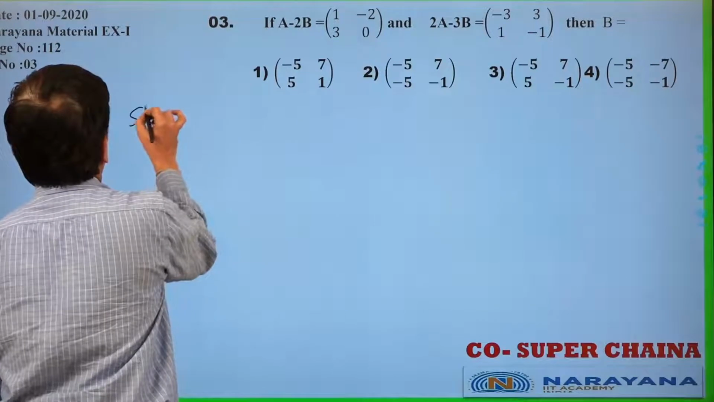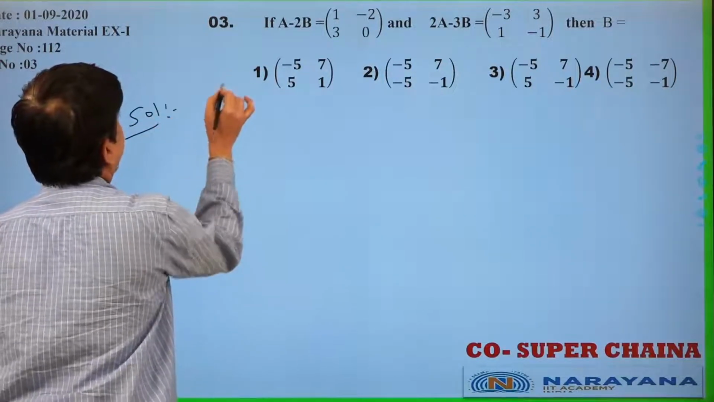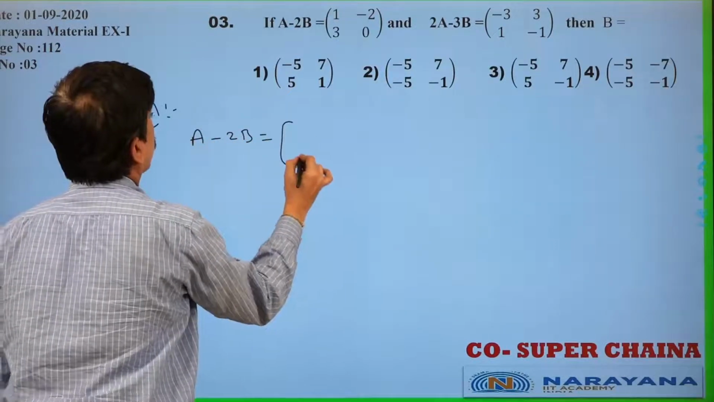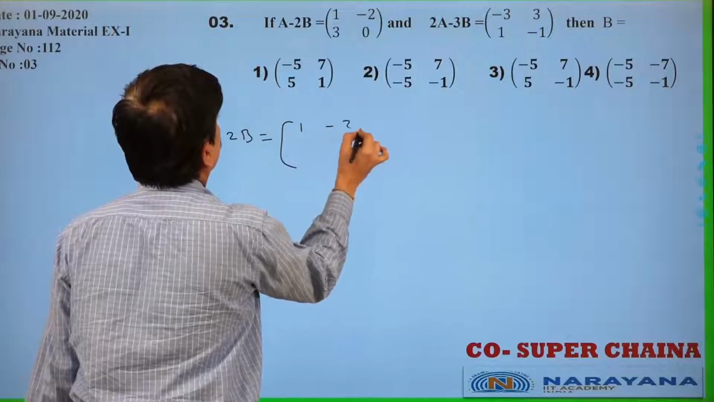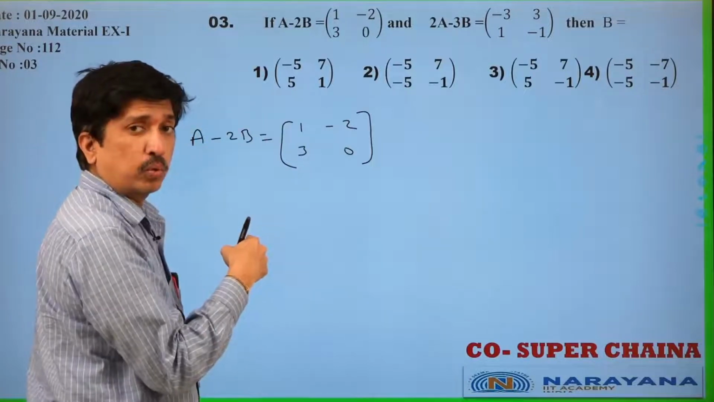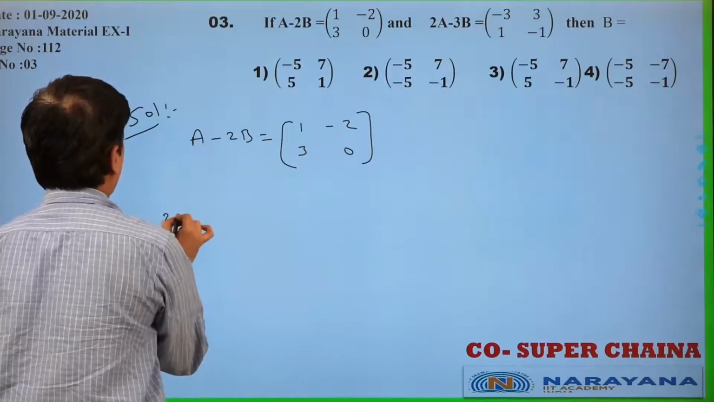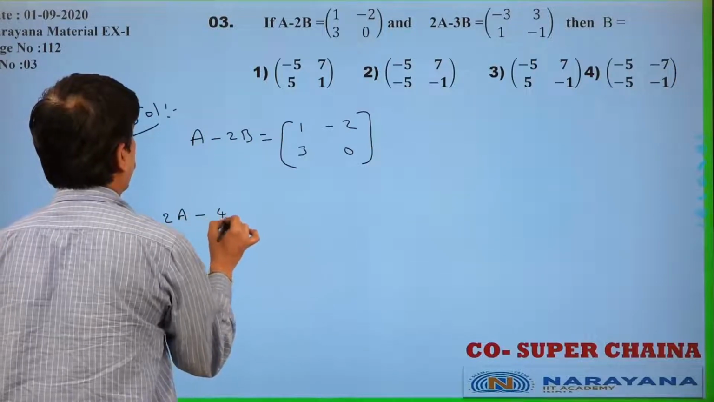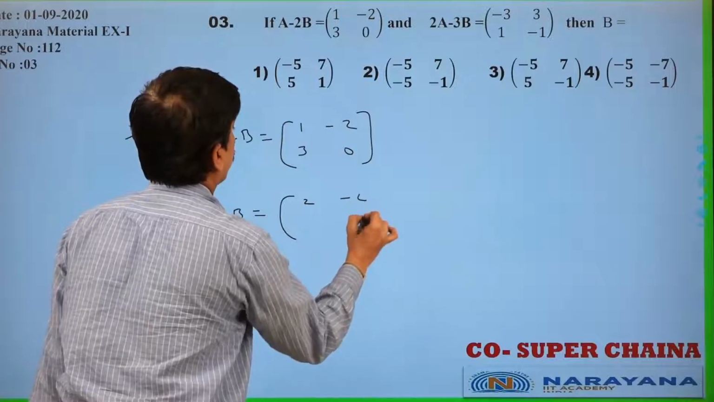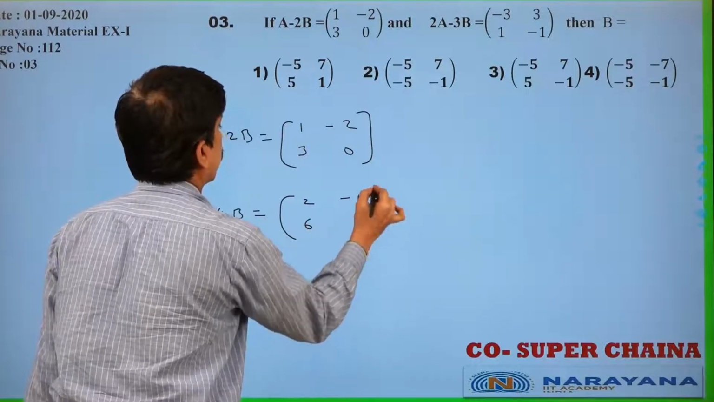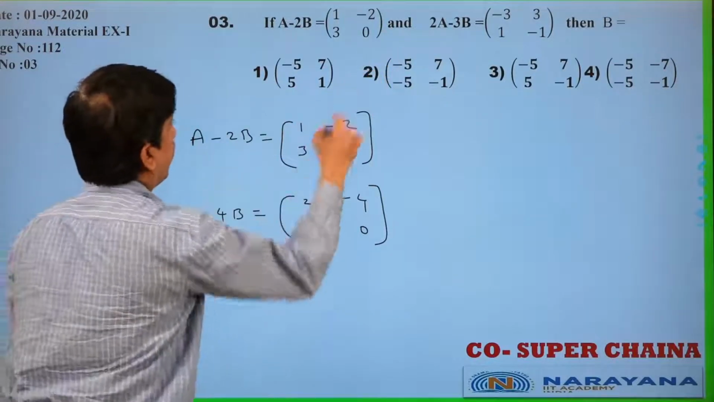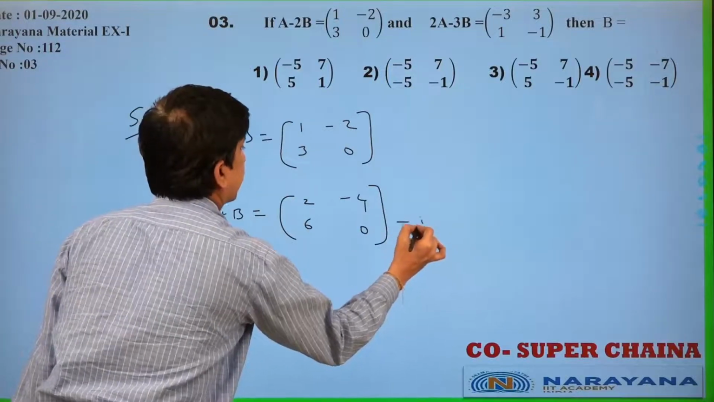Now you see this one, A minus 2B is equal to [1 -2; 3 0]. Is it clear? I will multiply this one with 2. What will happen? 2A minus 4B is equal to [2 -4; 6 0]. It is a 2 by 2 matrix, order is 2 by 2 only. Now the given thing, I will call this equation 1.